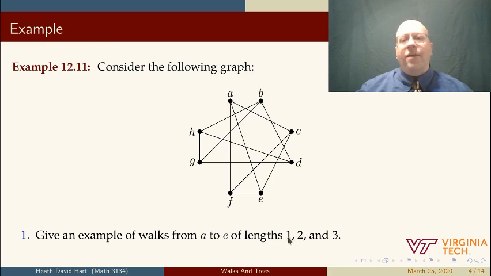And a walk of length 3 from A to E has to go from A to another vertex, then to another vertex, and then finally to E. So we could go from A to C, C to F, and then F to E. And that would be a walk of length 3.